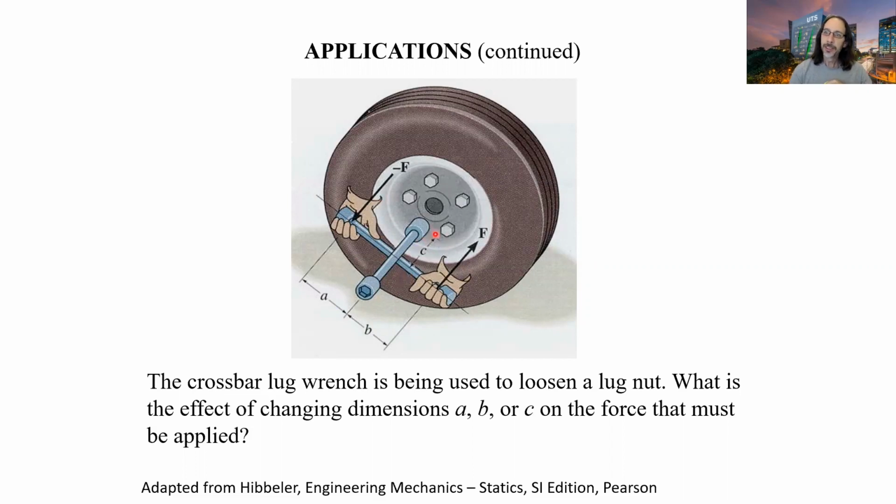Now C in this example, the length of this part of the wrench, is not going to affect how much force we need to apply. If we had different forces here, if this force was not equal and opposite to the force on the left-hand side, so if this one was bigger than this one, then we would get a bending of this part of the wrench, and C would influence how much bending we get. But that's for a later topic.